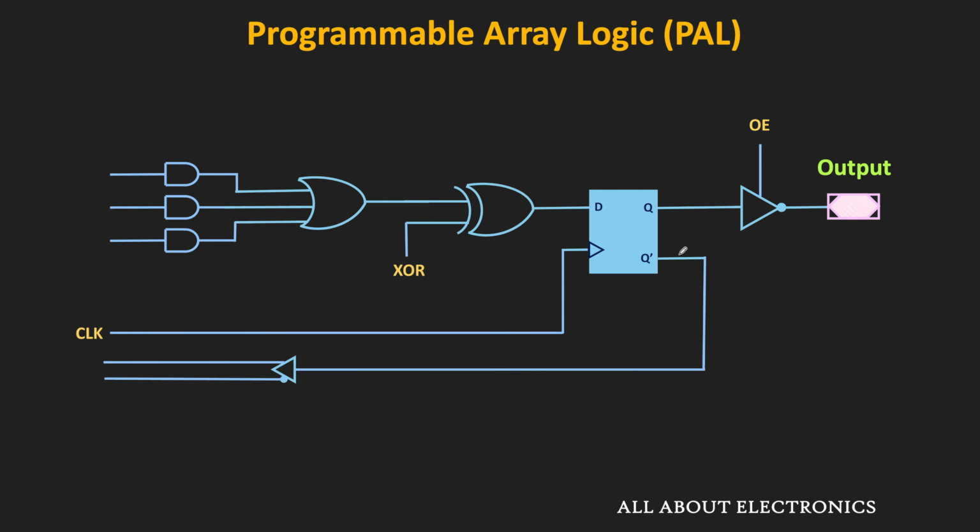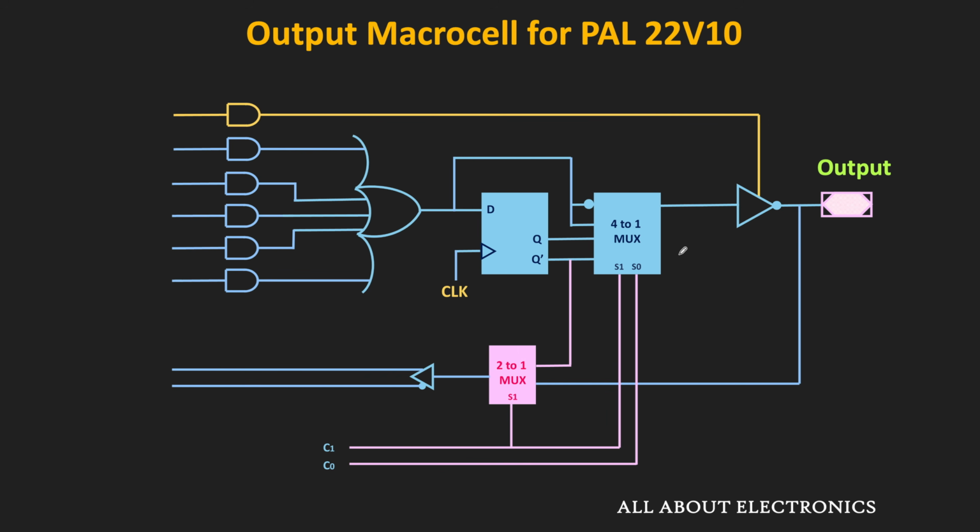Now if you see some PAL ICs like 22V10, then the output macrocell is fully configurable. That means in this IC, through some control pins, it is possible to configure the output as either combinational or registered output. Moreover, through the programming, it is also possible to use the output pin as an input. And apart from that, it also provides the additional functionality of inverting the output. So we can say that the output macrocell is fully configurable. And this is the typical logic circuit of the output macrocell of this IC 22V10.